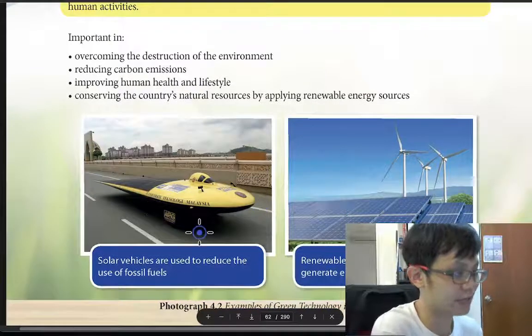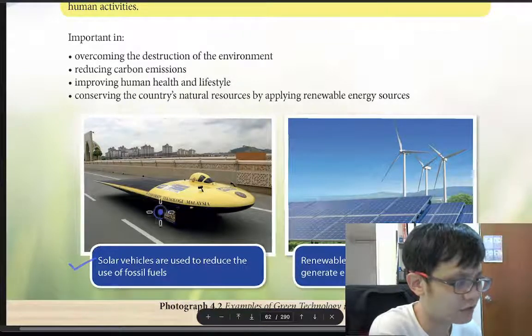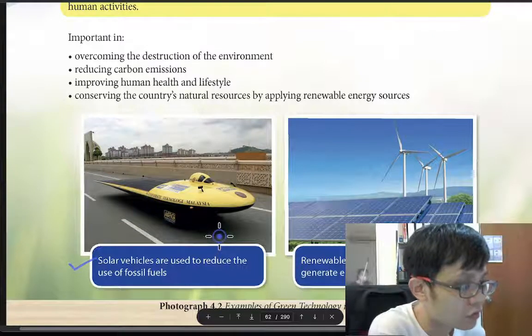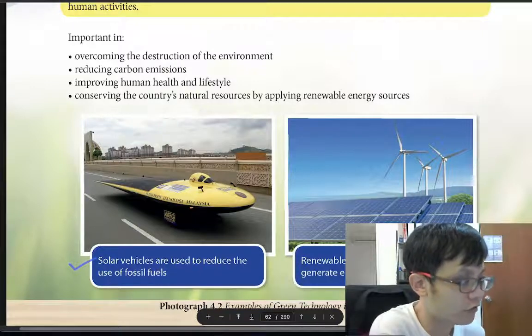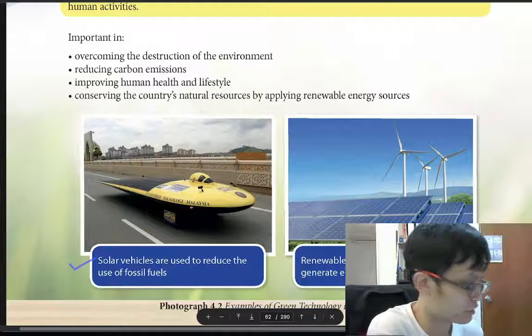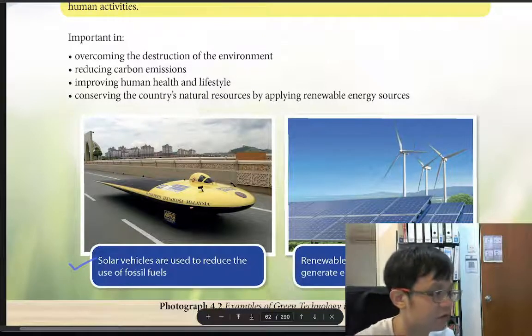Example of green technology, I see got not. Here got a few examples, like the solar vehicle. This one is Malaysia one. Okay, so you just need to use the sun to make sure that the car can move, or renewable sources of energy. Either you want to use this windmill or the solar panel.